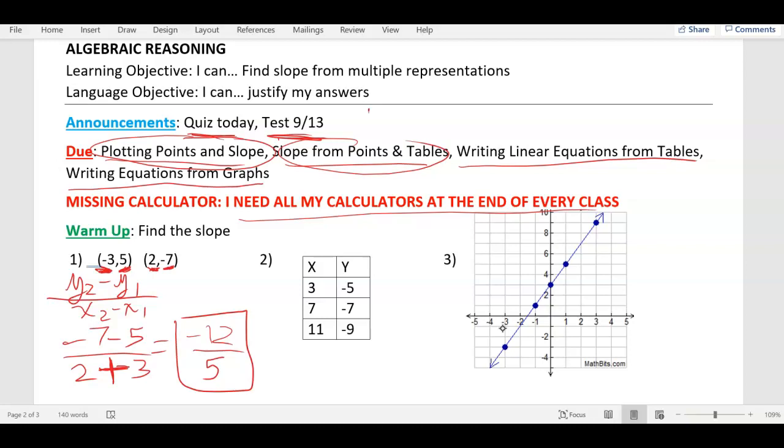Wait, these are all these sheets that I've missed. You don't have the worksheet? No. Okay, do you want to get that? Yeah. Because you got to know how to do this, and I'm going over it.